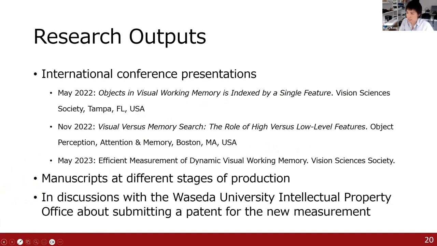One other thing is that for the new measurement in visual working memory, I am in talks with the Waseda University Patent Office, the Intellectual Property Office, about submitting a patent for this measurement. It turns out Japanese bureaucracy is very slow, so who knows how that will go, but I might have a patent submitted based on this research as well.